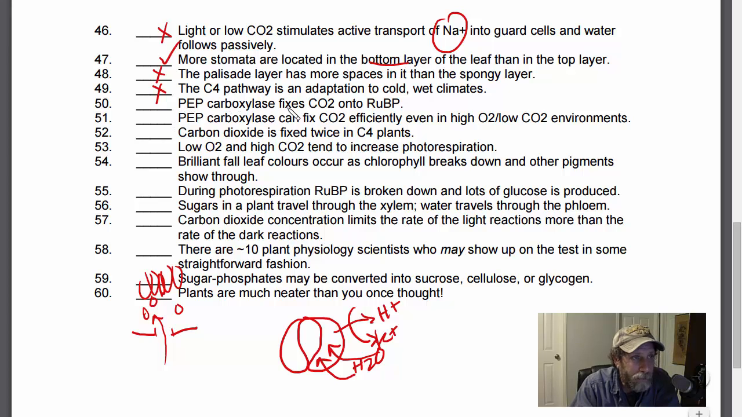PEP carboxylase fixes CO2 onto RUBP. Well, this is our normal C3 reaction, where CO2 goes onto RUBP, and then we go around the cycle. This enzyme is not involved with this. PEP carboxylase fixes CO2 onto PEP, which makes sense. PEP carboxylase adds a carboxyl group, CO2 essentially, onto PEP.